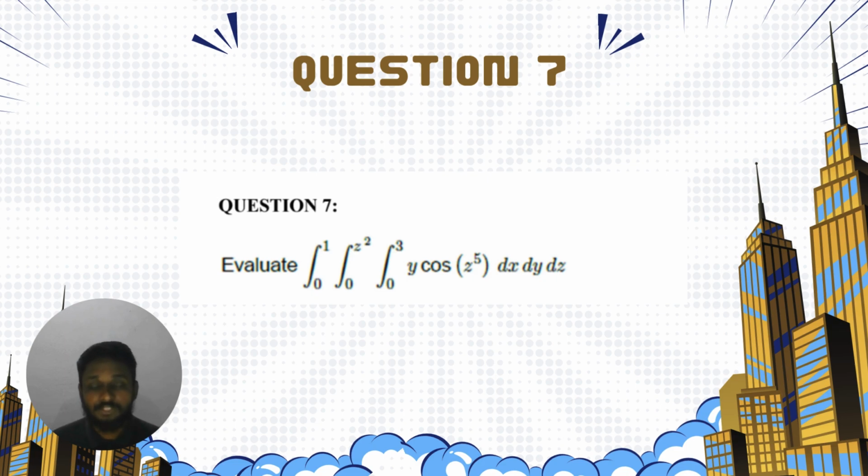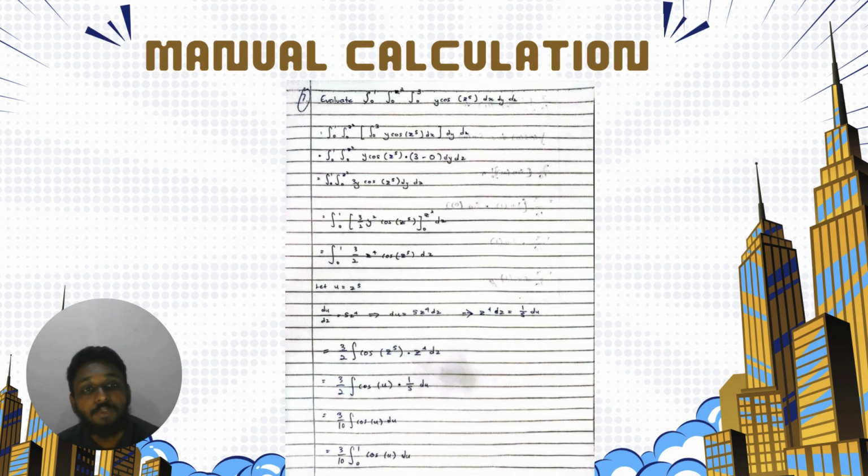For question number 7, the question is to evaluate the triple integral of y cos z to the power of 5 dx dy dz. Now I would like to explain the manual calculation for question 7, which is a triple integral problem.